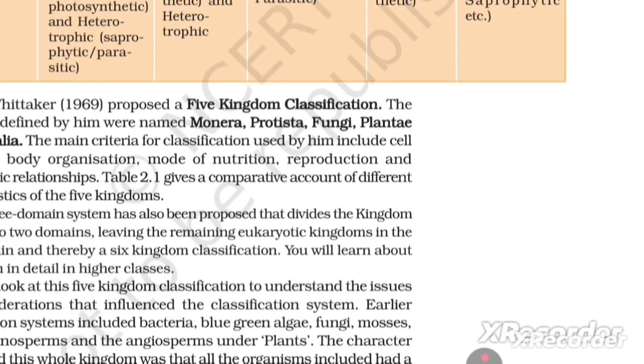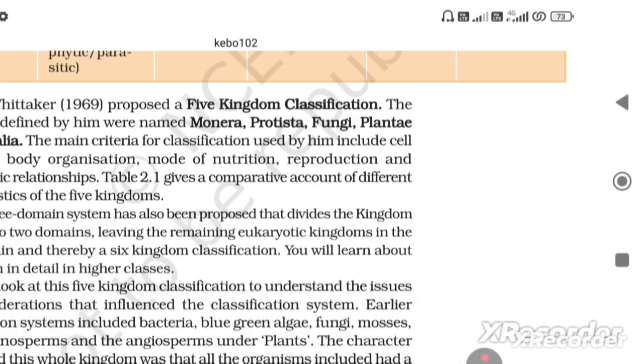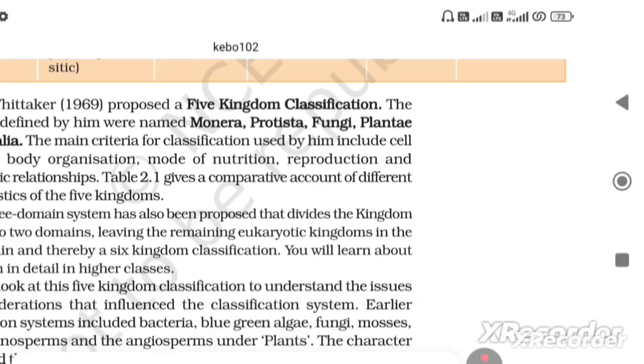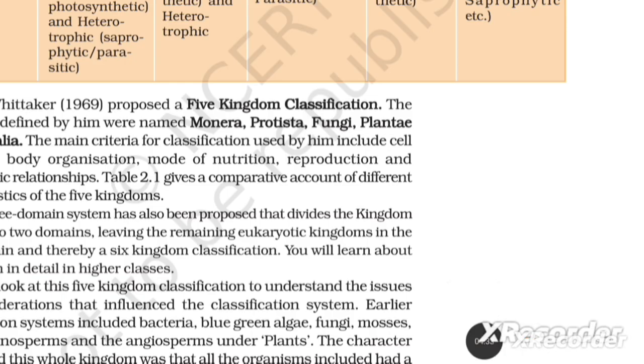R. H. Whittaker, 1969, proposed a five-kingdom classification. The kingdoms defined by him were named Monera, Protista, Fungi, Plantae, Animalia. The main criteria for classification used by him include cell structure, body organization, mode of nutrition, reproduction, and phylogenetic relationship. Table 2.1 gives a comparative account of different characteristics of the five kingdoms.